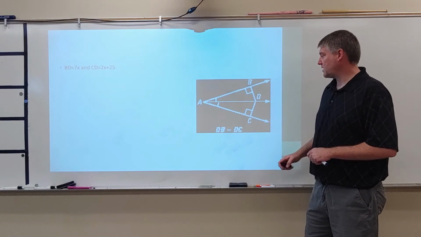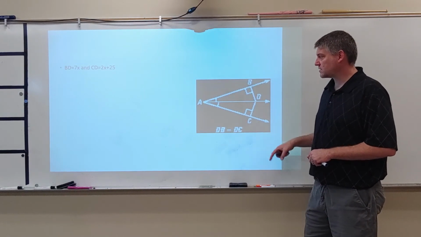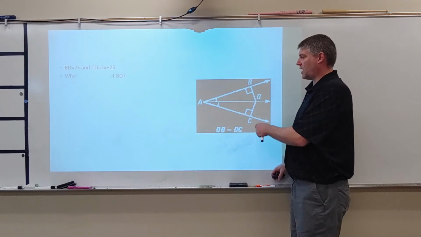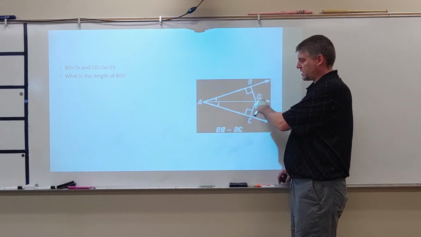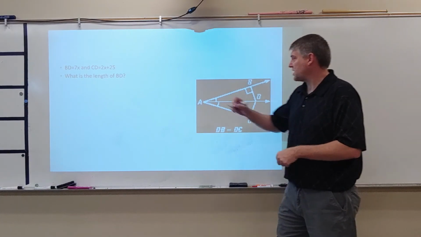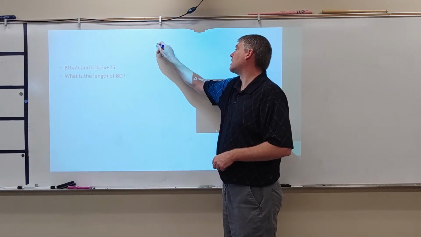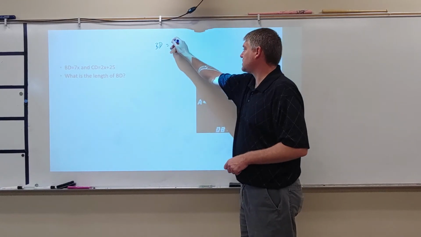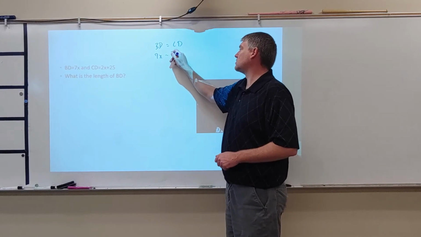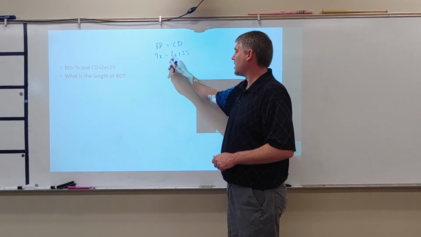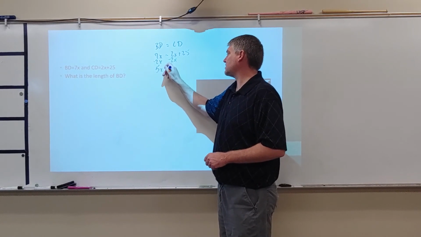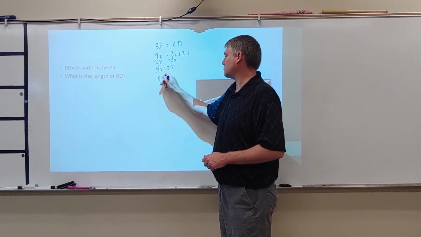Okay, so BD is 7x, CD is 2x plus 5, and what is the length of BD? I know that this is the angle bisector. So that tells me that BD is equal to CD. And so now I'm going to have 7x equals 2x plus 5. I'm going to subtract off my 2x. 5x equals 5, or x equals 1.